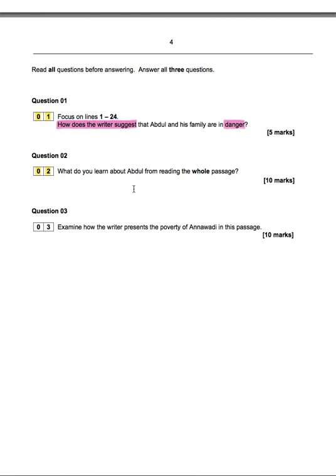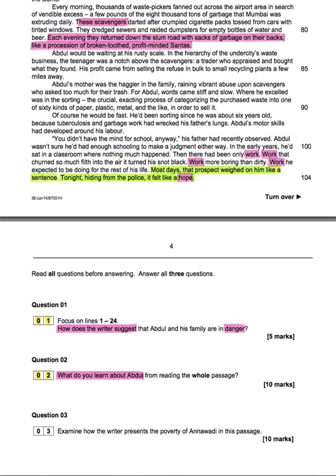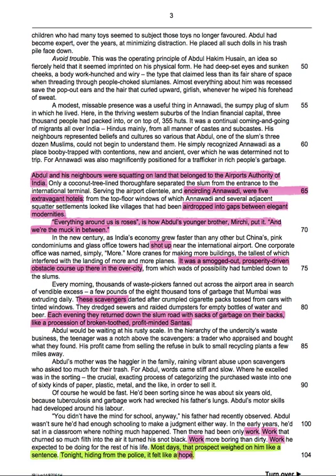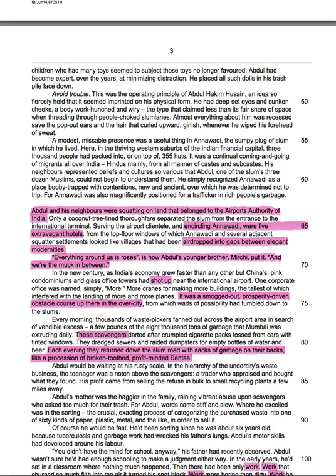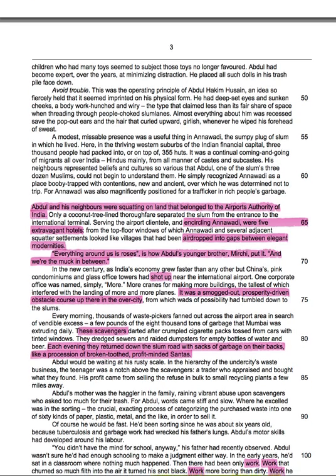Okay, question 2, what do you learn about Abdul from the whole passage? This is inference again. What do you learn about him? Simple inference. Find things about him, explain them in detail. It's stuff like here, he had deep-set eyes and sunken cheeks, a body hunched and worry. He's really run down, he's not very healthy, he's been working very hard all his life, and so on.